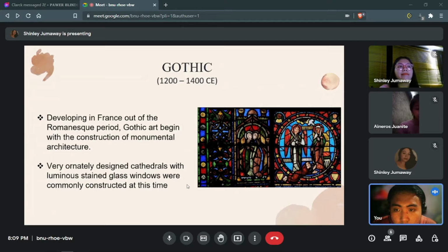Next one is the Gothic era or the Gothic art, dating back to 1200 to 1400 CE. So during this time, developing in France out of the Romanesque period, Gothic art began with the construction of monumental architecture. And so the art originated in the Middle Ages and was prevalent in Europe between the mid 12th century and the 16th century.